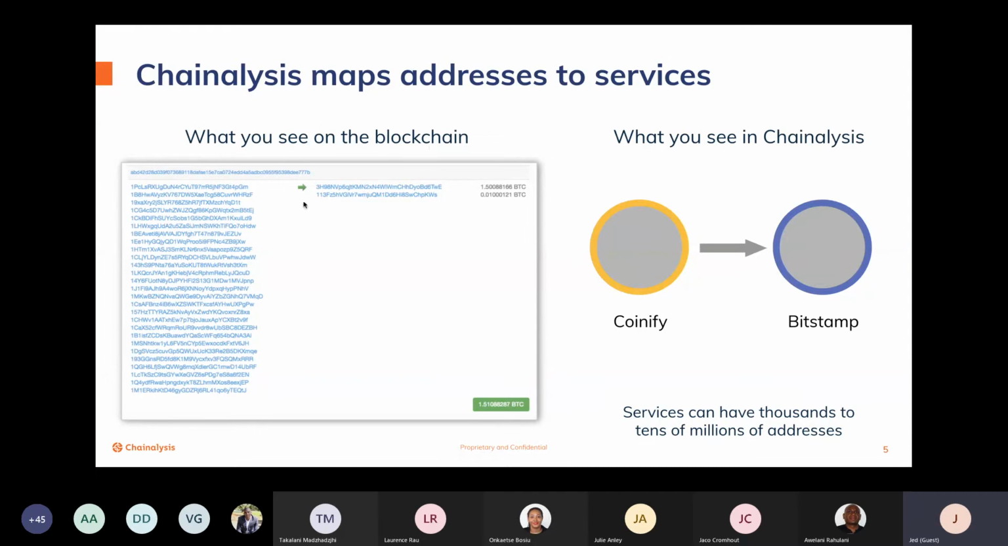What you'd see if you're looking at Chainalysis, looking at this particular transaction, is a transaction from Coinify to Bitstamp. What we do is clustering and attribution. We cluster all addresses together which belong to a particular service or entity via a number of heuristics. And then we have to actually attribute that service and say, well, this cluster of addresses belongs to Coinbase, or this cluster of addresses belongs to this darknet market vendor or terrorist financing organization, for example.